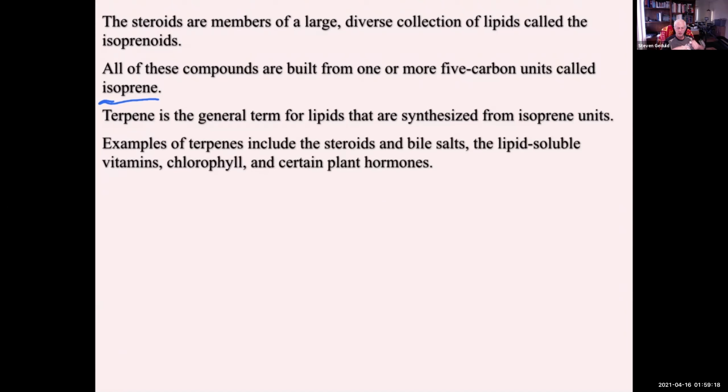So steroids, you know what steroids do? Build muscle mass in the human body or in other animals. They work very well for that. They also cause a lot of side effects.